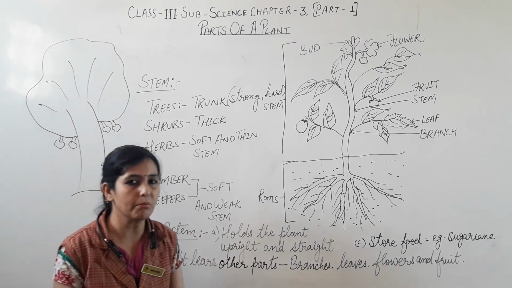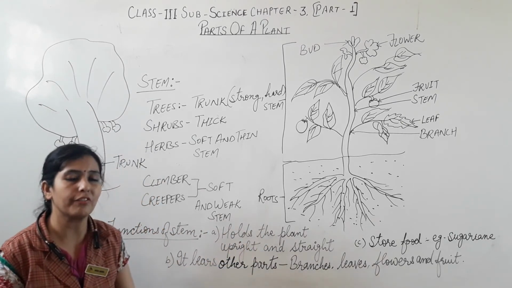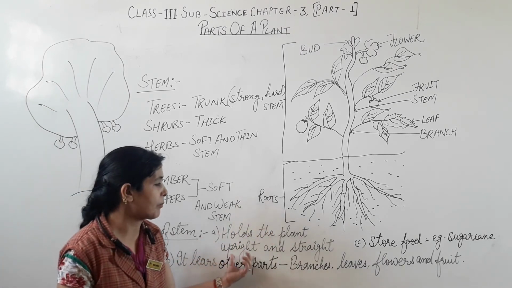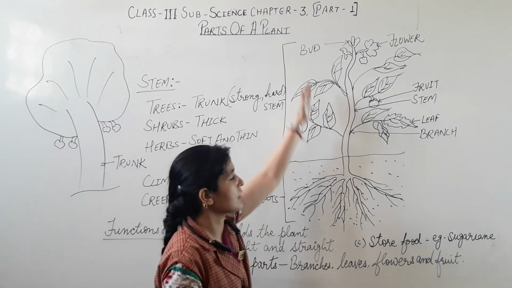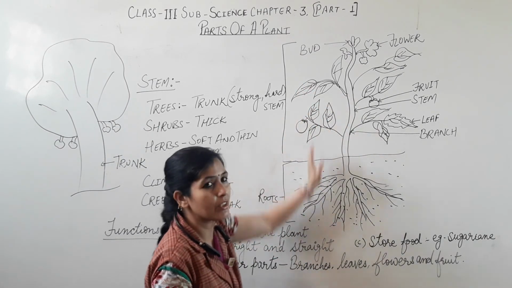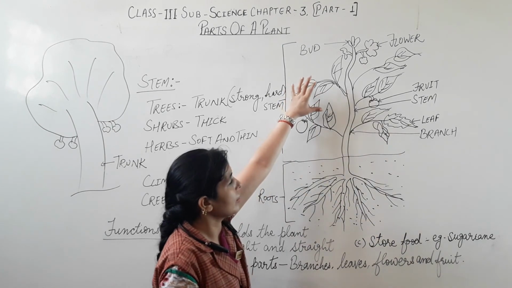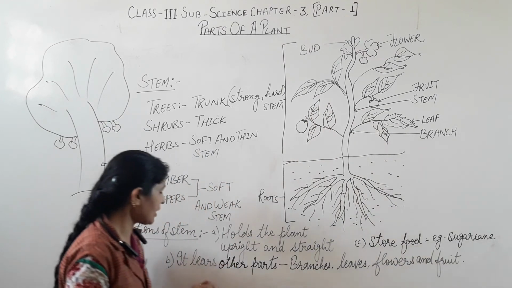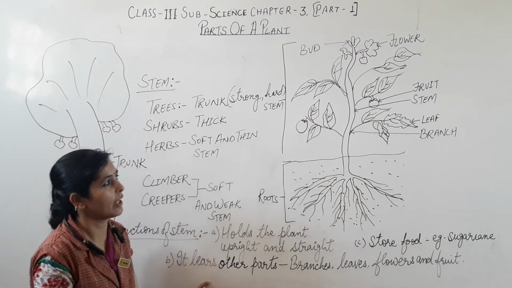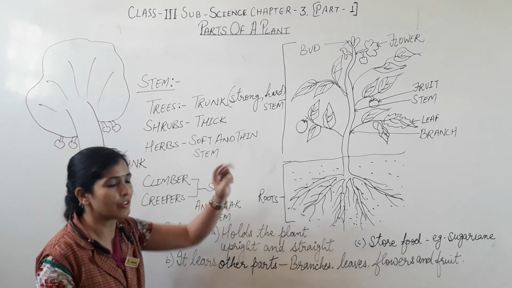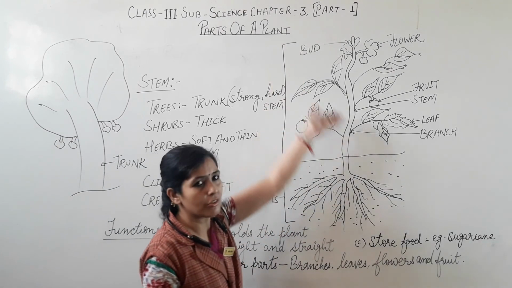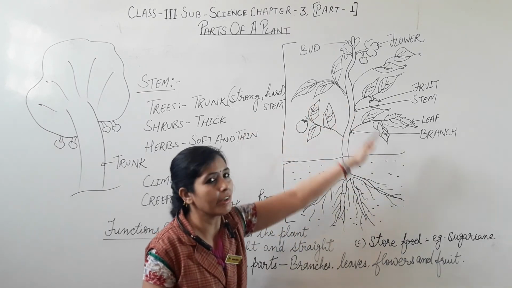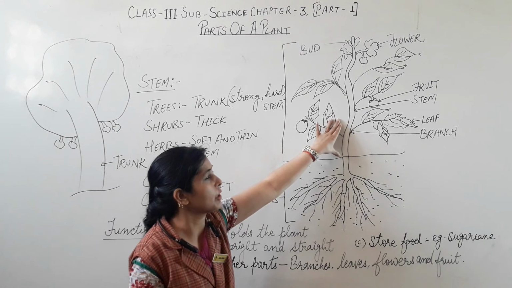The stem is the most important part. Now we'll study the functions of the stem. As I have told you previously, it holds the plant upright and straight. If the plant is standing straight, holding all its parts, it is due to the presence of the stem. Next function, it bears all the parts of the plant. So two functions we have studied: if the plant is standing straight, it is due to the stem, and if the plant has all its parts, it is due to the stem.